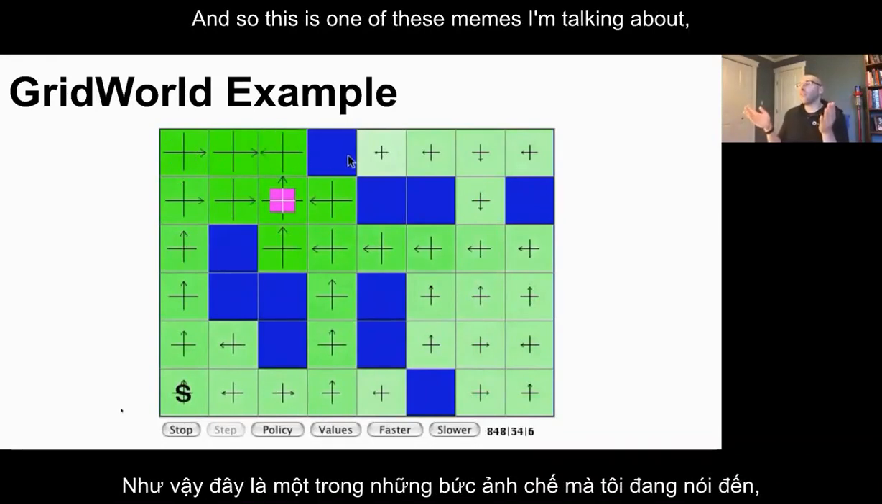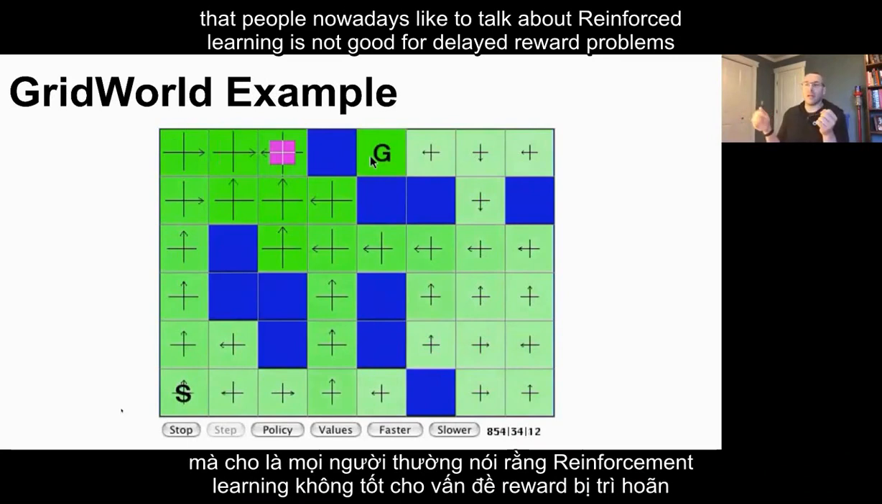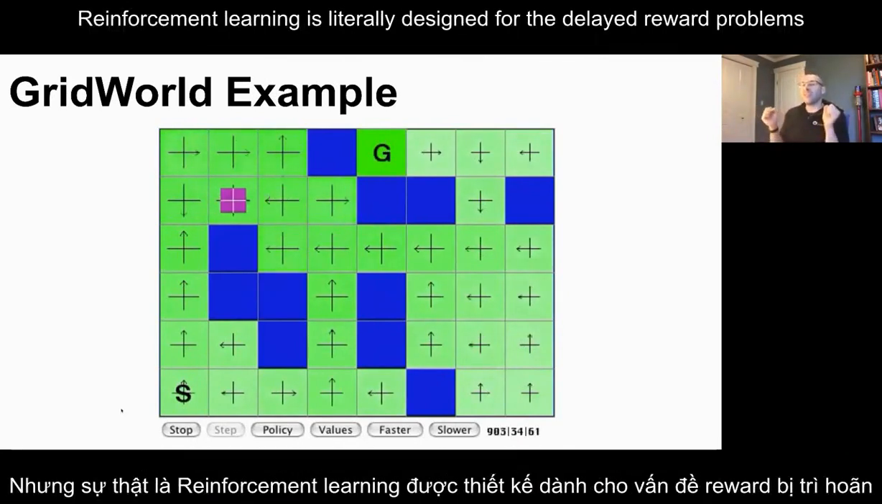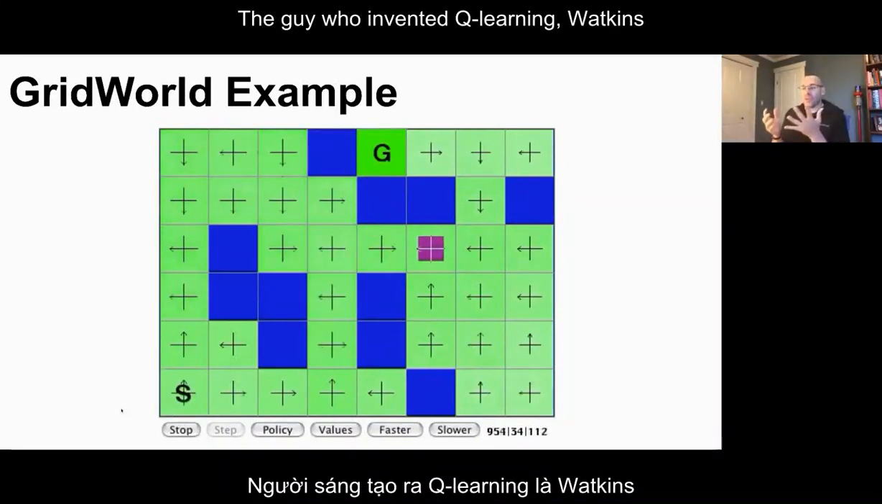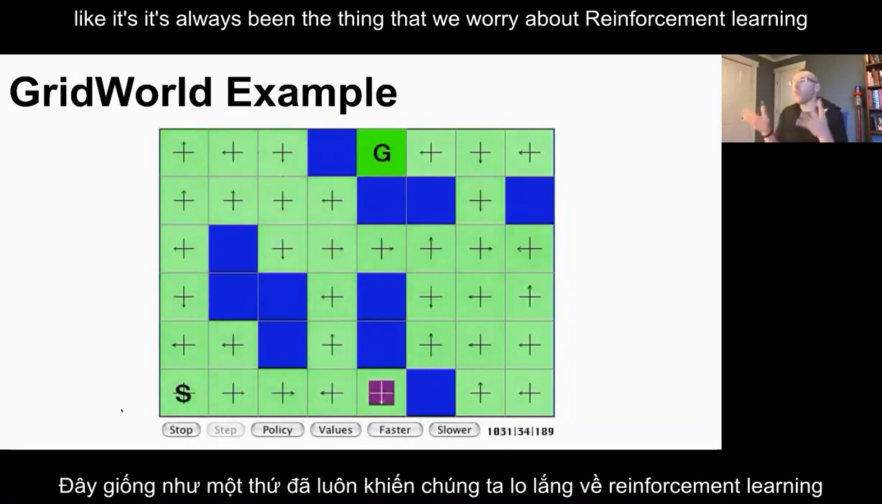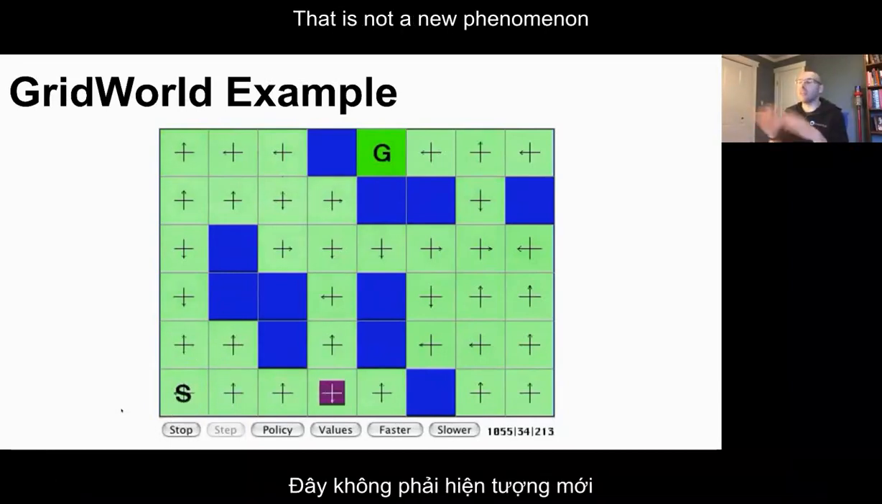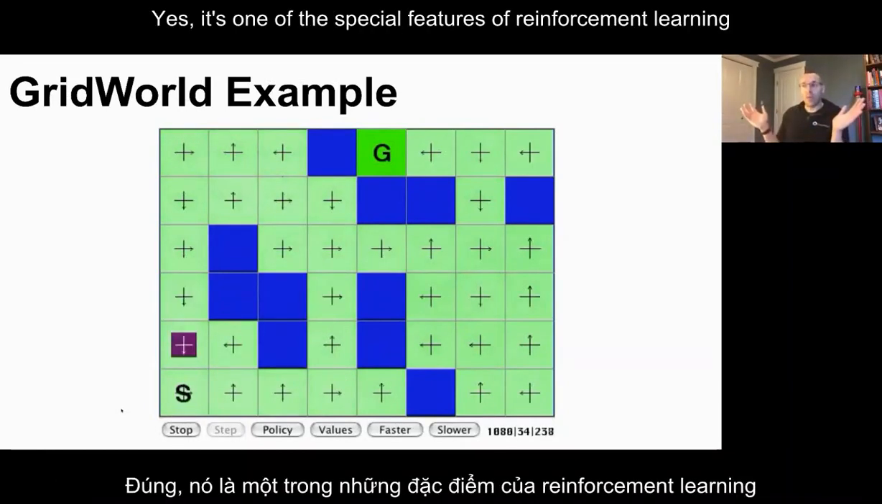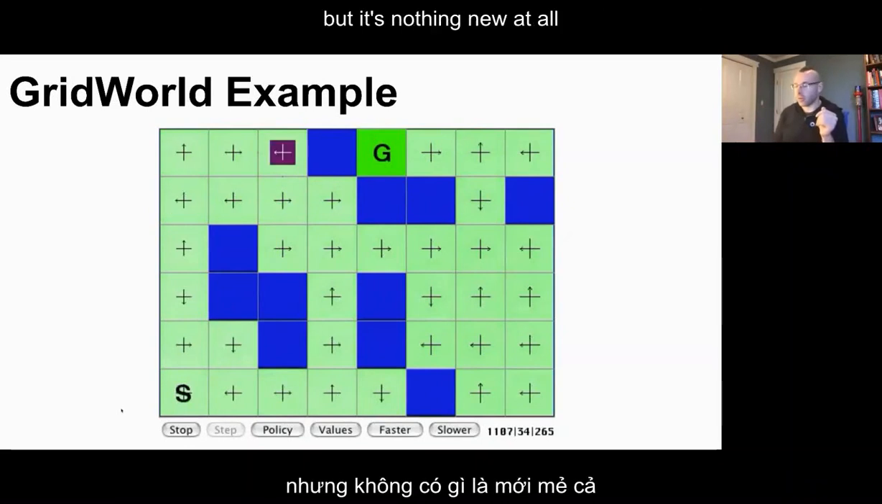And so this is one of these memes I'm talking about that people nowadays like to talk about. Reinforcement learning is not good for delayed reward problems. Reinforcement learning is literally designed for delayed reward problems. The guy who invented Q-learning, Watkins, his thesis was called delayed reward problems. Like it's always been the thing that we worry about in reinforcement learning. That is not a new phenomenon. It's a hard problem, yes, it's one of the special features of reinforcement learning, but it's nothing new at all.